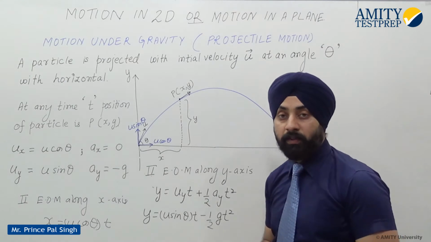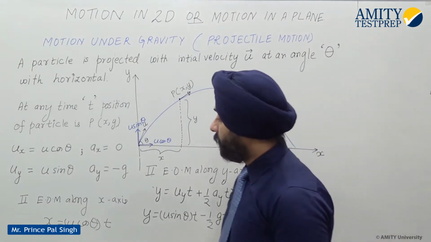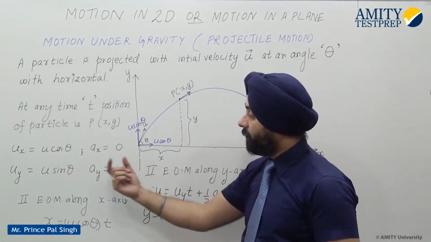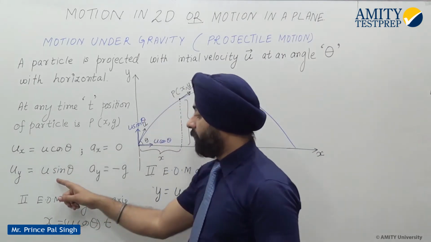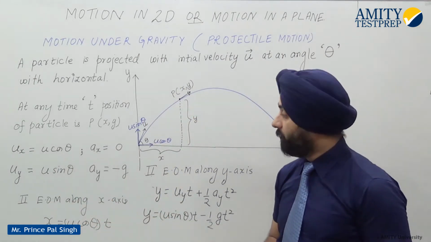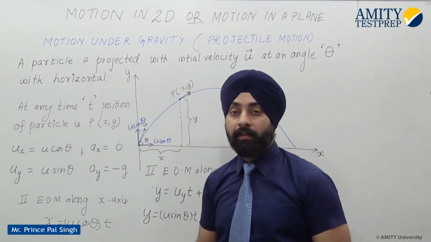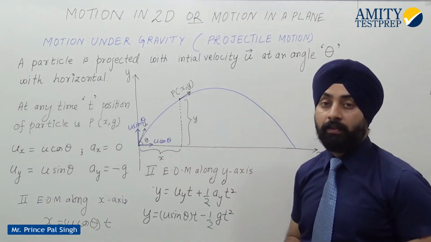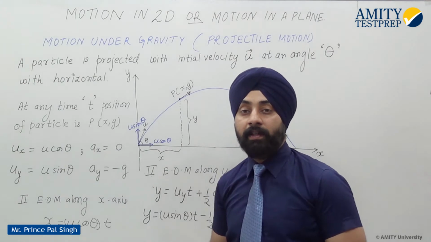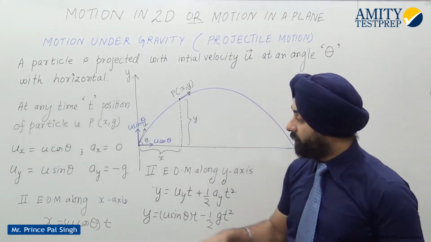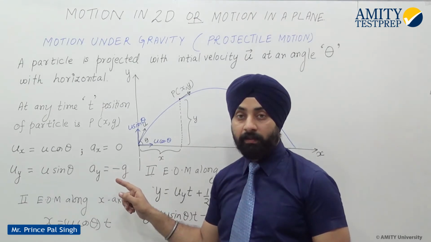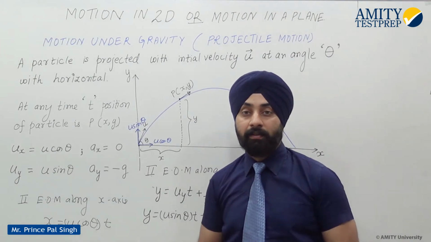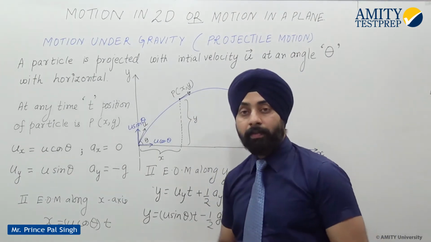For that reason, first of all, we have to use the equations of motion. The x component of the velocity is u cos theta and the y component of the initial velocity is u sin theta. The acceleration due to gravity is acting vertically down, and the x-axis is taken to be horizontal and the y-axis vertical. Therefore, the acceleration is in the downward direction, so ay equals minus g. There is no acceleration along the x-axis because there is no force along the x-axis. Therefore, the horizontal component of the acceleration is 0.